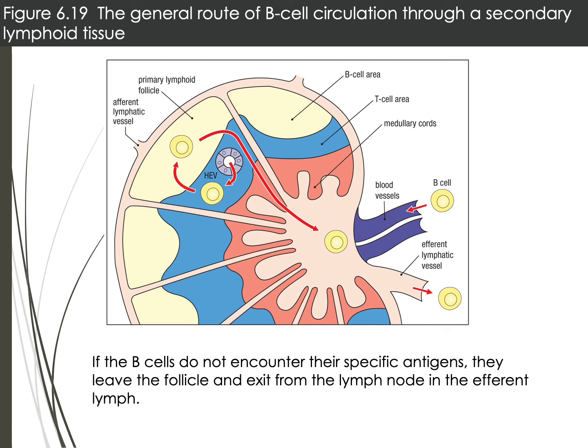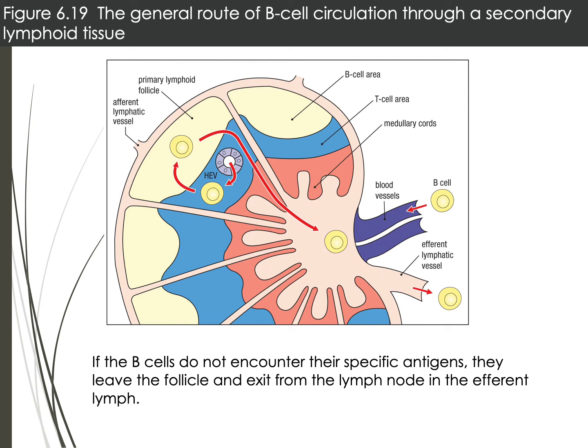So keep in mind with a lymph node, we're going to have the afferent. That's where the lymph is going to enter through. The efferent is where material exits through. So there's an entry door and an exit door.